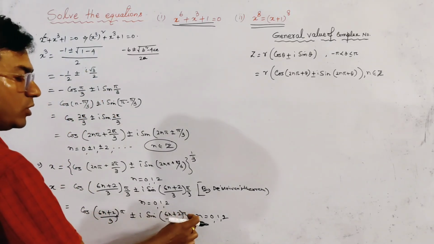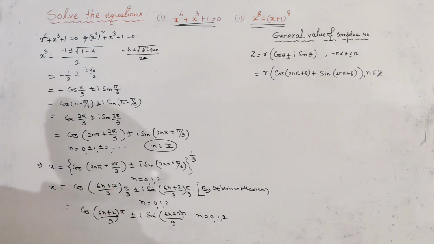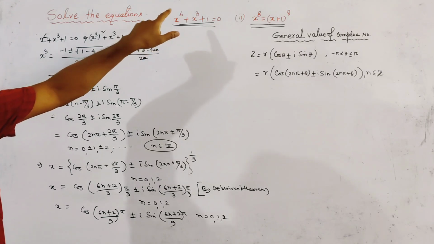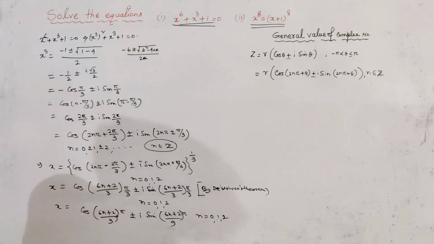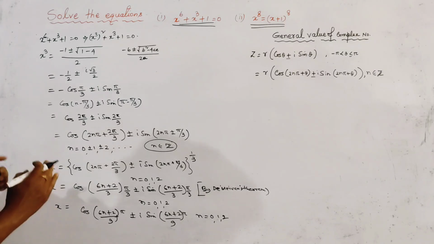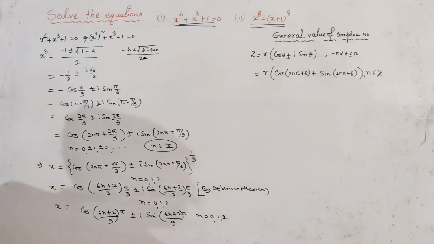By putting n equal to 0, we get two values, plus and minus, and for 1 we also get two values, and for 2 we get another two values. So we get 6 values or 6 solutions of this equation, and this is of degree 6. So we must get 6 values of x. Okay, this is the complete solution of the first equation.